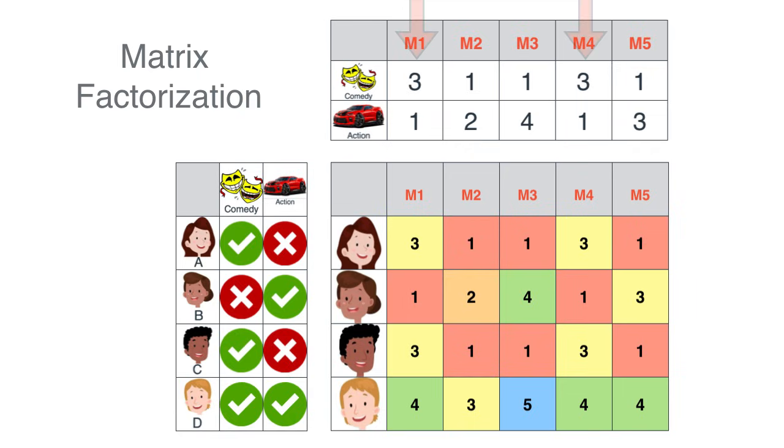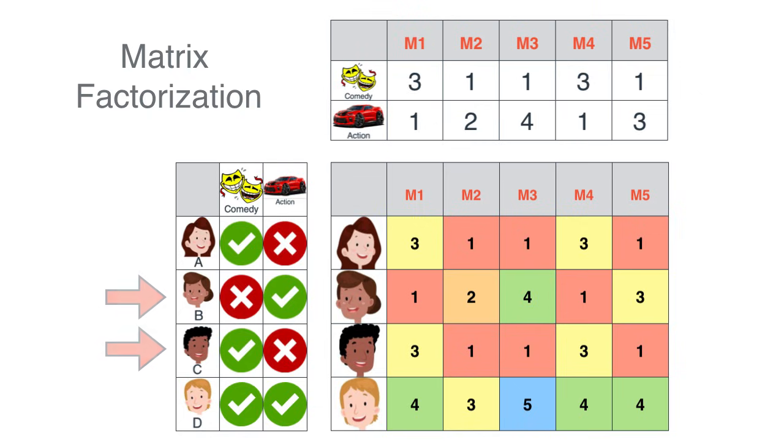In the same way, remember that the first movie and the fourth movie had the exact same ratings from everybody because the columns were the same. That is because both movies have the same scores for comedy and action. If you look at the top matrix, they both have 3 for comedy and 1 for action. And this can be even more intrinsic.